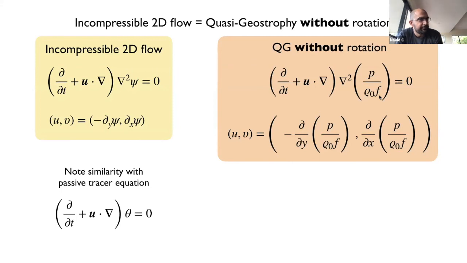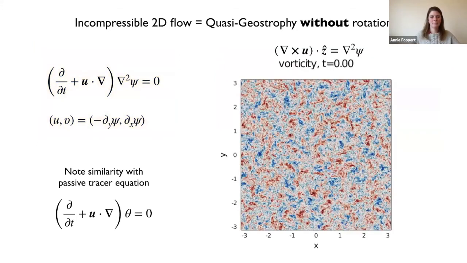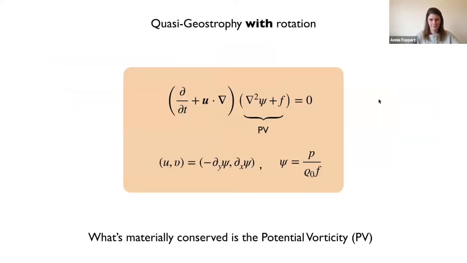So if you're on an F plane, quasi-geostrophy is exactly mathematically identical with two-dimensional turbulence. Now, if you have rotation, so if you have a Coriolis parameter that varies with latitude, if you are on a sphere, the quasi-geostrophic dynamics become this.